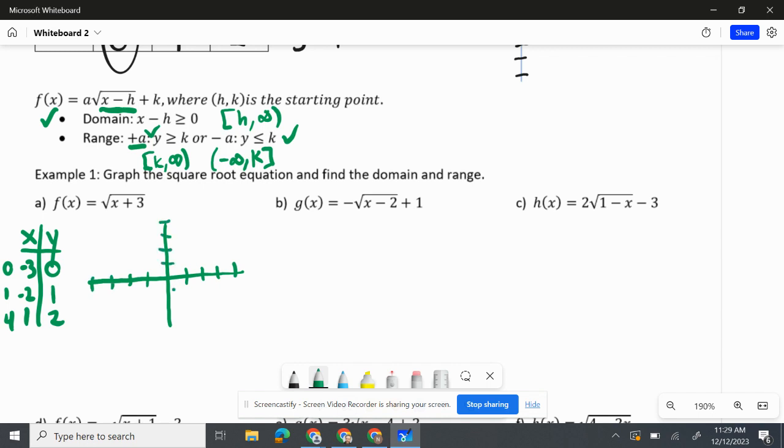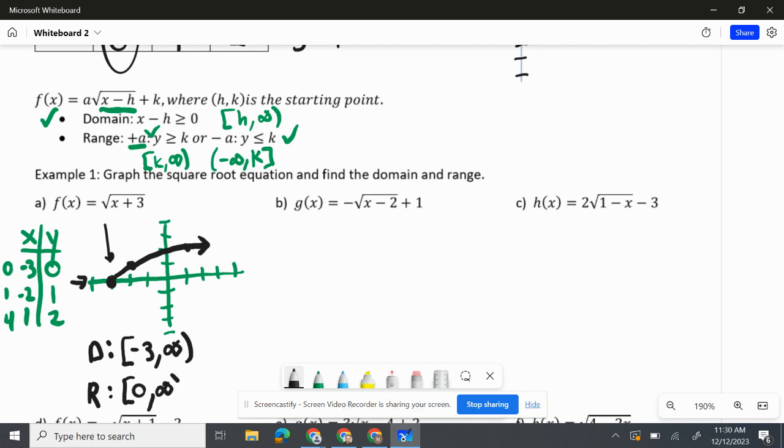So now when I have the graph, I have -3, 0. I have -2, 1. And I have 1 and 2. And this right here gives me my graph. Now, when I'm looking at domain and range, I find it easier to look at the graph instead of looking at the formula to find the domain. I see that it starts at -3 and it keeps on going to the right, so -3 to infinity. For the range, right here, it's starting at 0 and it keeps on going up, so it goes up to infinity.